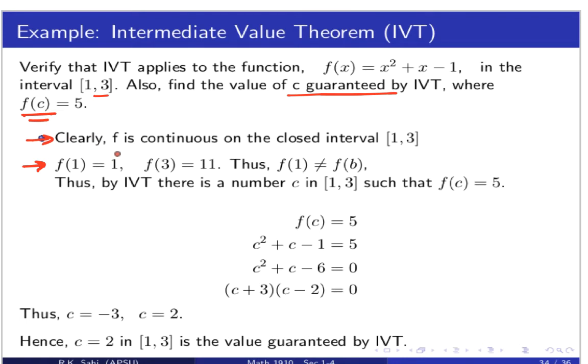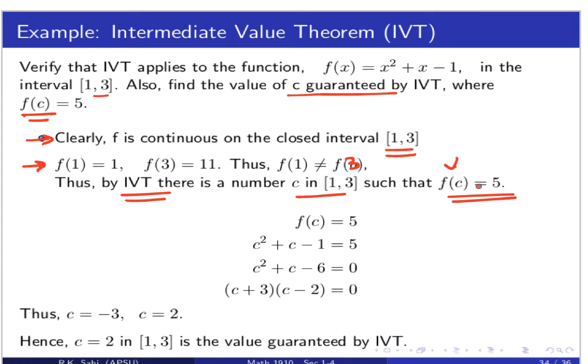Okay, coming back here. Clearly, we see that the function is continuous on the closed interval. It's a polynomial. Every polynomial is continuous. We know that. Now let's look at the value of the function at 1, which is 1, and the value of the function at 3, which is 11. Now clearly the two conditions, continuity and the function values being different, are met. Or f of 3 it should be, guys. It's a typo. Now, by IVT, there exists a number c in the closed interval 1 to 3 such that f of c is 5.